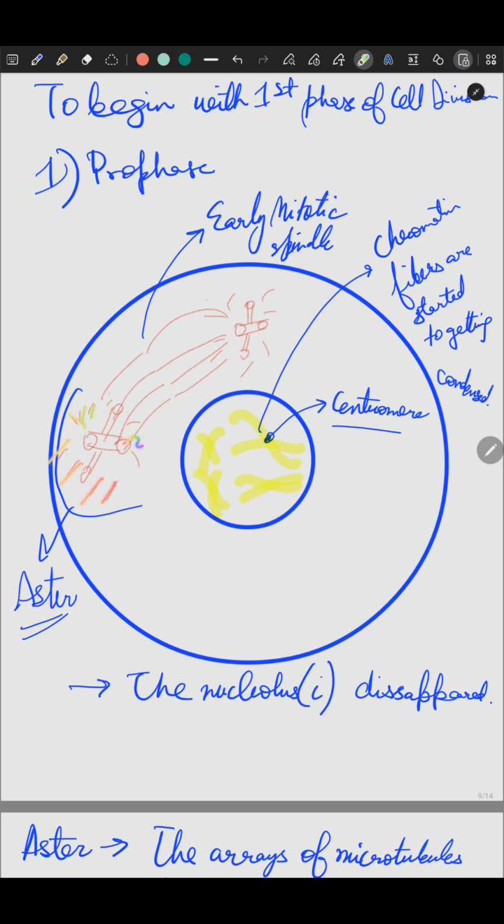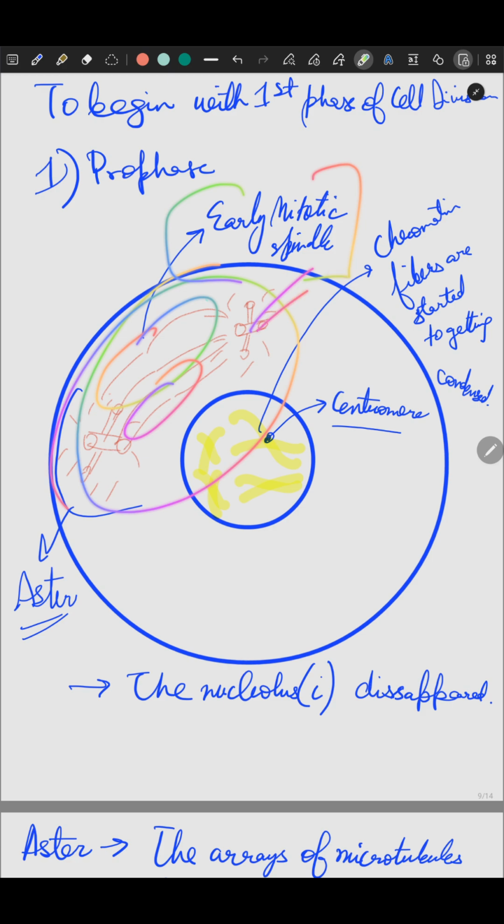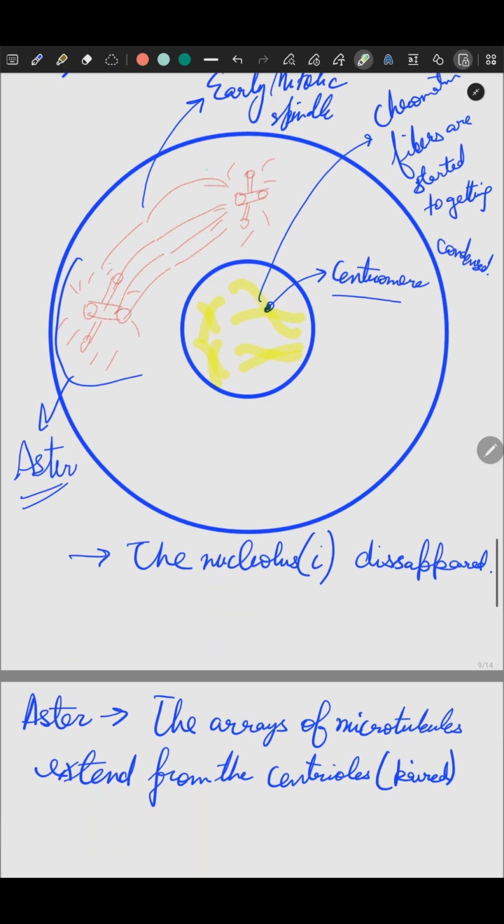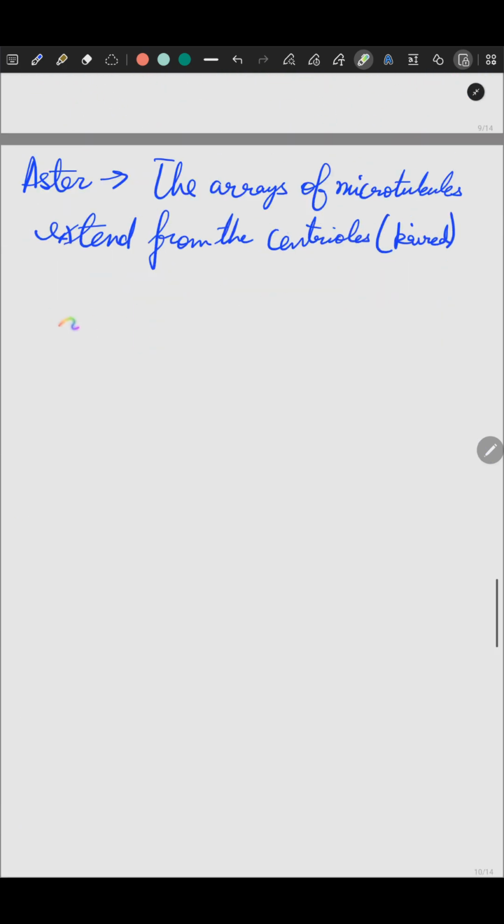This you can see outside. These are called asters. These have a special role to extend microtubules. These are called microtubules. At this stage you can see the mitotic spindle is forming. Also at this point we can see the chromosomes with a light microscope.